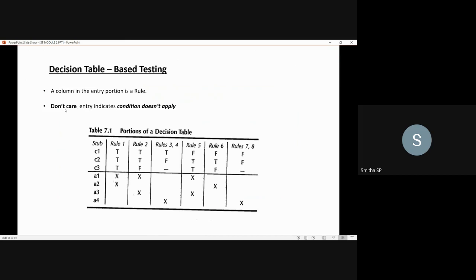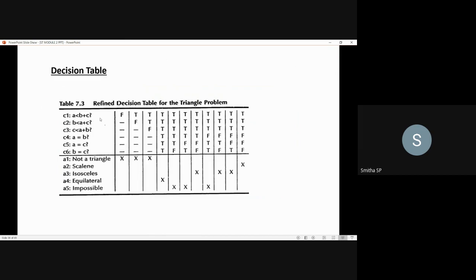Now you can see one more point here: there is a don't care entry, which indicates the condition doesn't apply. You can see the blank entries, hyphens, in rules 3 and 4 and rules 7 and 8. We call these don't care entries. Don't care entries mean these conditions don't apply, so there is no need for these conditions. That is about don't care conditions.